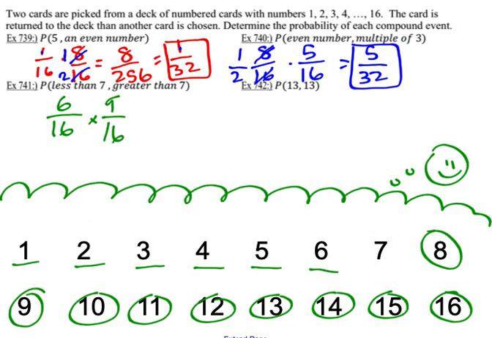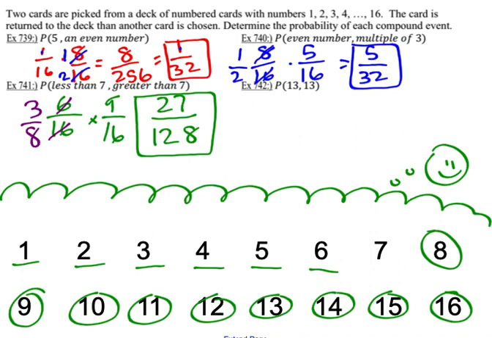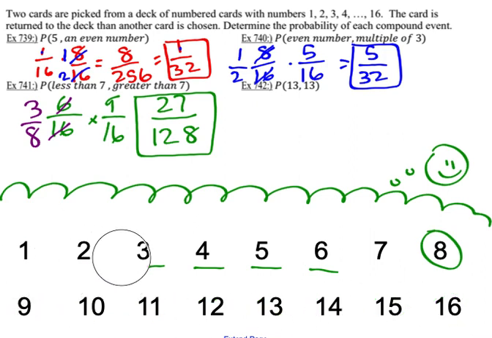Now, let's do some quick reducing here. 6 out of 16 is the same as 3 out of 8. So 3/8 times 9/16, multiplying straight across, 3 times 9 is 27. 8 times 16 is 128. And that won't reduce, so it's a 27 out of 128 chance, or probability, that you'll pick a number less than 7, followed by picking a number greater than 7.